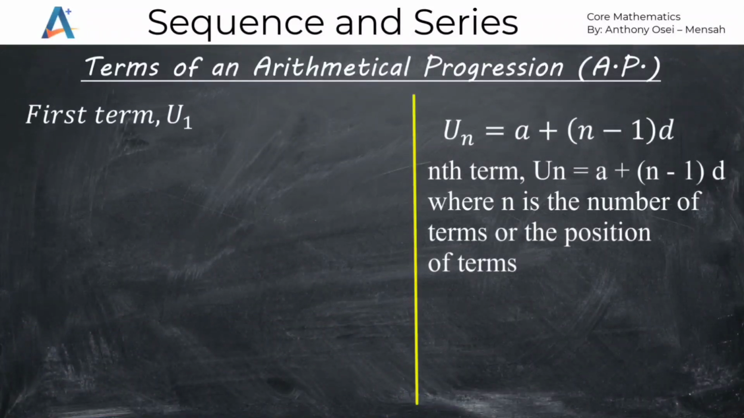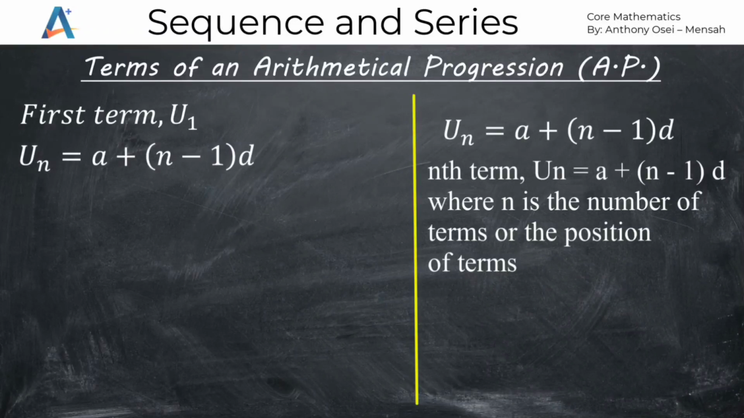So to get the terms, let's start from the first term. The first term has a symbol of U1. You can also use T1 in place of U1. Now, the general formula, or the general term, which is the nth term, is given as A plus (n minus 1) times D. Now, Un means the nth term. We want the first term, so we just write U1, where 1 is the position of the term.